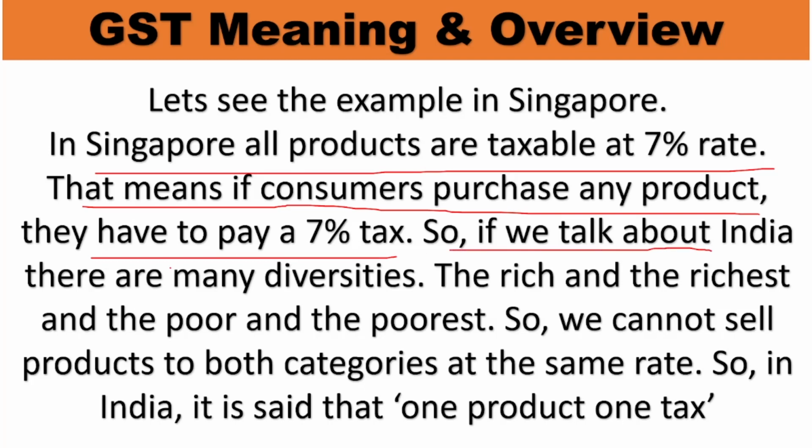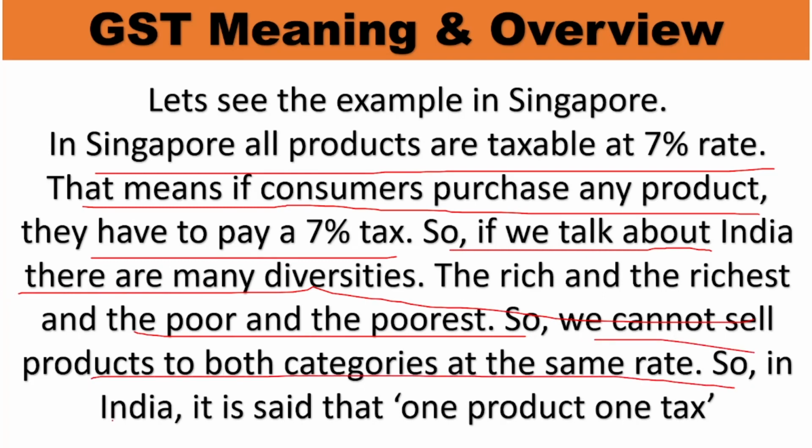So if we talk about India, there are many diversities, the rich and the richest, the poor and the poorest. So we cannot sell products to both categories at the same rate. So in India, it is said one product, one tax. One nation, one tax means, in the Singapore example, all products are taxed at 7%, whether it is a small product, luxury product, provisional product, commodity, or consumption product, everything is taxed at a 7% rate.